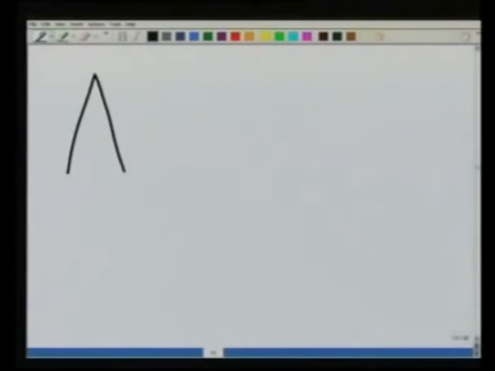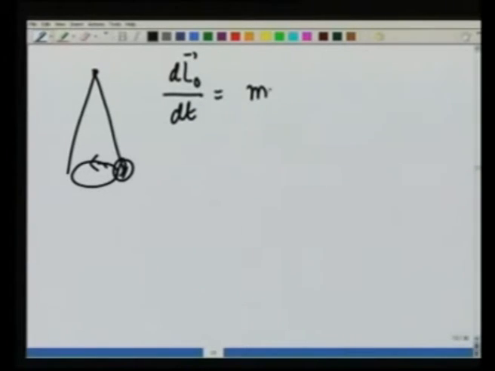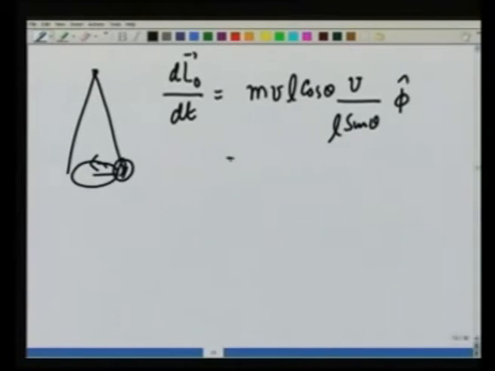So, what we learned from this is, if I take this conical pendulum, which is moving like this, dL_O by dt is equal to m v L cosine theta times omega. Omega is going to be velocity divided by the radius, so velocity divided by L sine theta, in phi direction, which is m v squared cotangent theta in phi direction.